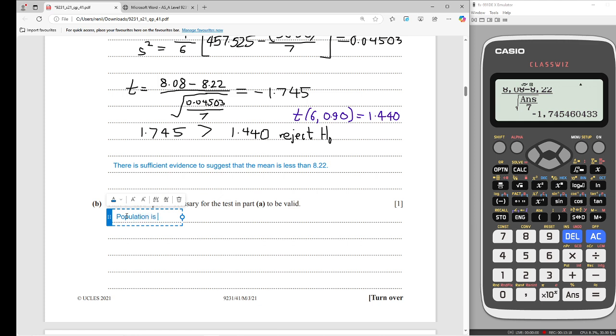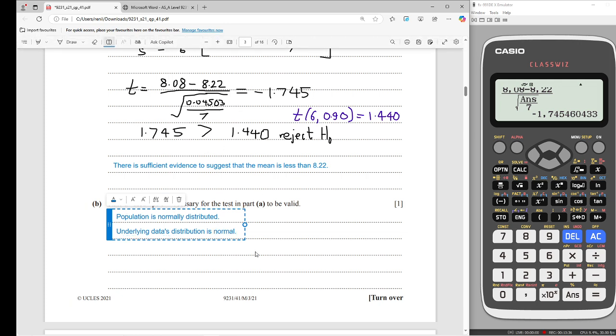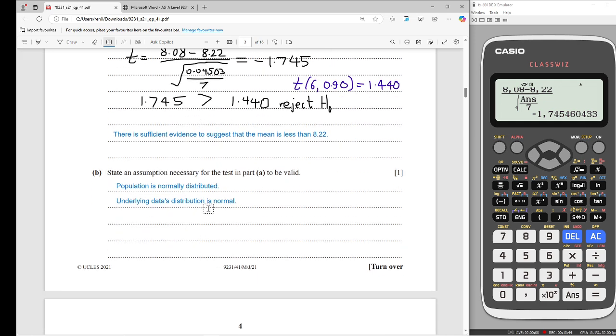Population is normally distributed, or you can write over here underlying data's distribution is normal, right? Both ways are considered correct. The choice is yours which to do. They usually like having the word underlying here, so I prefer the conclusion too, but either would be fine.